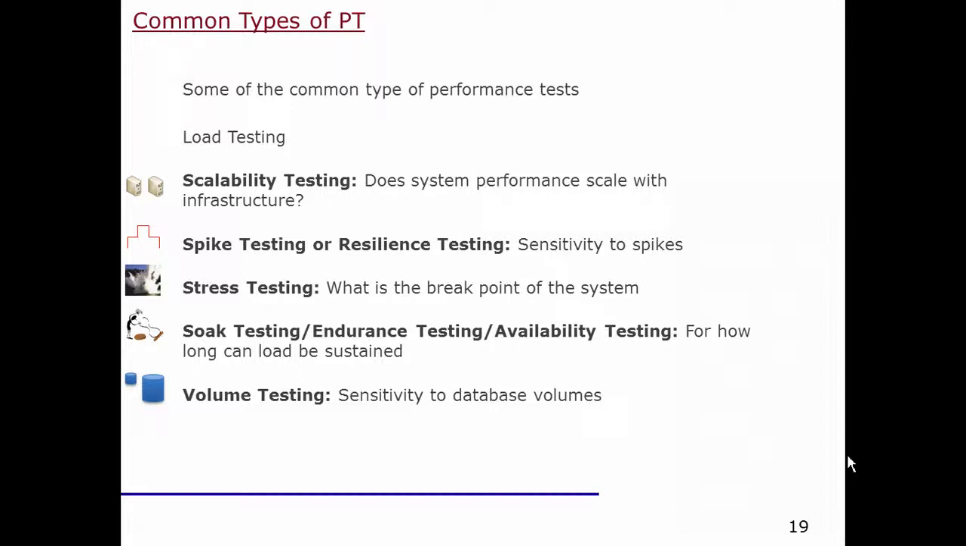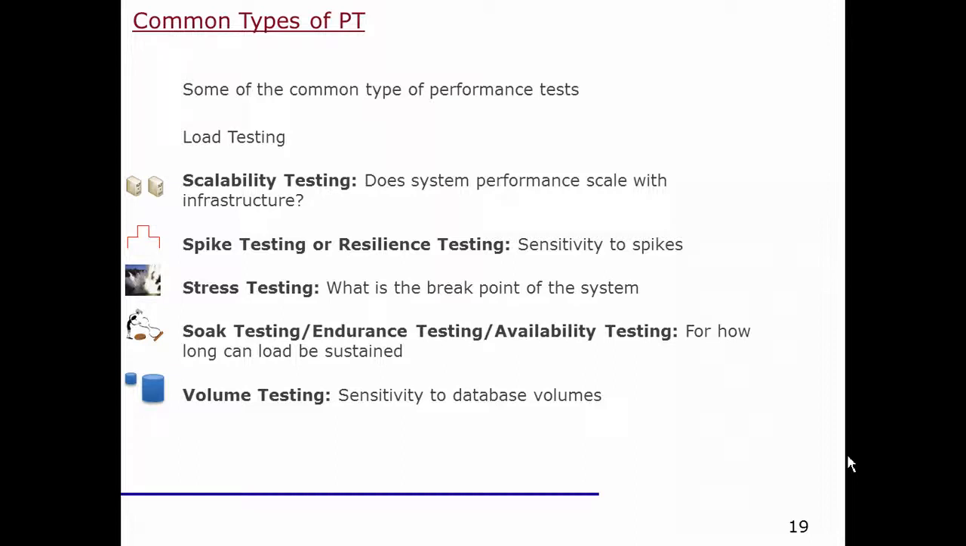Now, apart from load testing that we spoke about, some of the common types of performance testing are scalability testing, wherein once you're done with load test, you want to see whether the performance scales with infrastructure. What happens if I go from one server to two servers? Do I get horizontal scalability? You may want to do spike testing or resilience testing: what if there's a sudden spike in workload that lasts for 2 minutes? Can your system handle the spike? How long does it take for your system to absorb the spike and function normally?